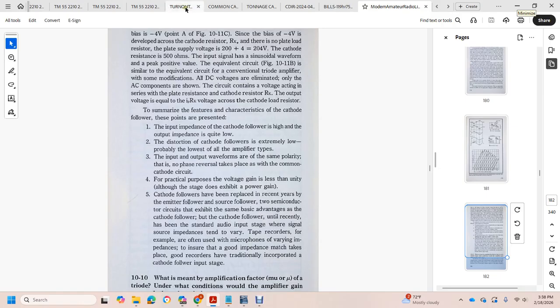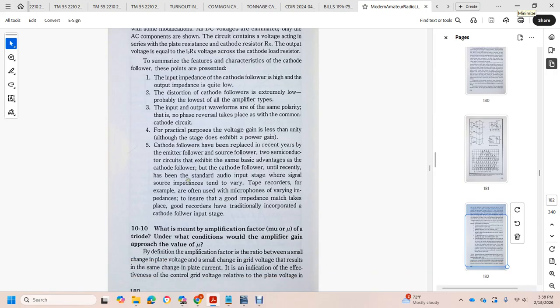These points are presented. The input impedance of the cathode follower is high, the output impedance is quite low, and the distortion is extremely low, probably the lowest of the amplifier types. The input and output waveforms have the same polarity, with no phase reversal as in the common cathode circuit. For practical purposes the voltage gain is less than unity, although the stage does exhibit power gain.